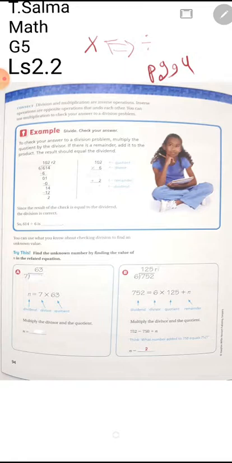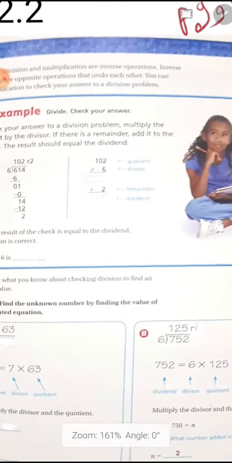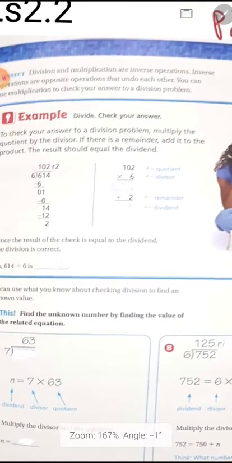How will I do that? I told you, to know if your quotient is correct or not, you have to multiply, because multiplication is the inverse operation of the division. So I will multiply the quotient with the divisor and then I will add the remainder. The answer will be the dividend. If it's not equal to the dividend, that means my division is not correct. How will I know that? Let's find the multiplication first.